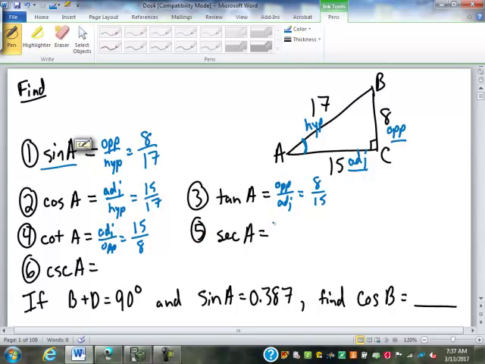Secant of A. Secant is hypotenuse over adjacent, which is going to be which sides? 17 over 15 would be the adjacent. Cosecant is hypotenuse over opposite, which will be the hypotenuse is 17. The opposite is 8. Any questions on those?